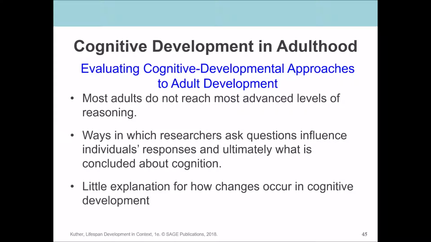Also, some criticisms. The ways in which researchers ask questions can influence responses and ultimately what is concluded about cognition. So the way that I phrased the question about John and Mary may lead you to come up with a more conclusive answer, or to be more likely to see the ambiguity in answers. And last, with this perspective, there's little explanation for how changes occur. We see that change does occur in thought, in the way that we understand our knowledge and come to decisions over time. But how does that happen? What progresses people through those stages? We just aren't quite sure; we need a little more research there.